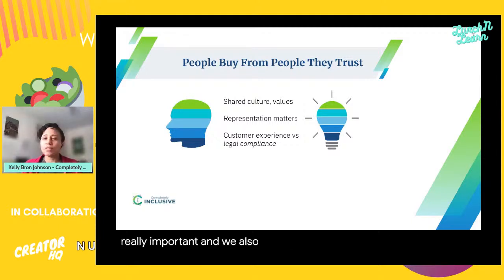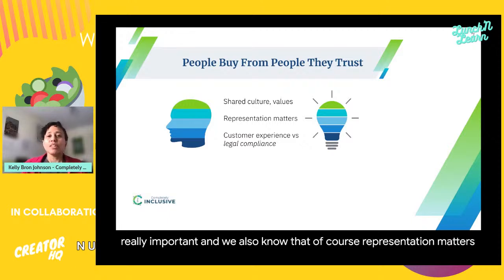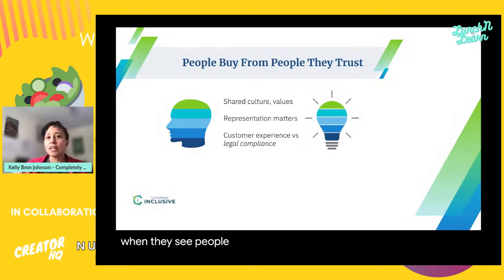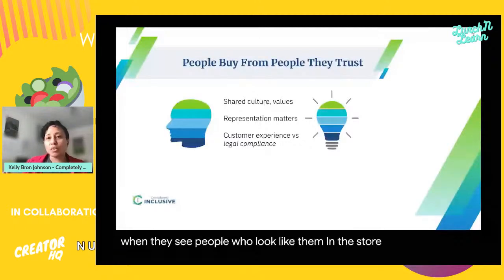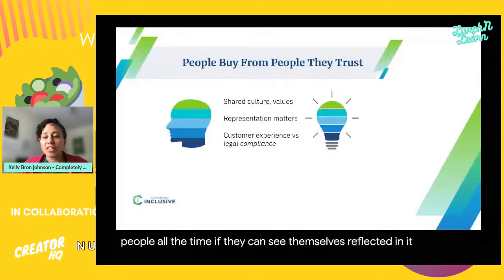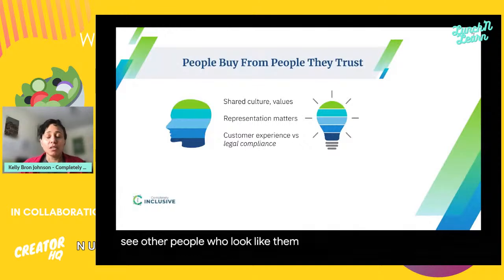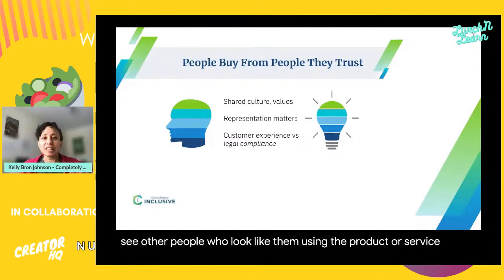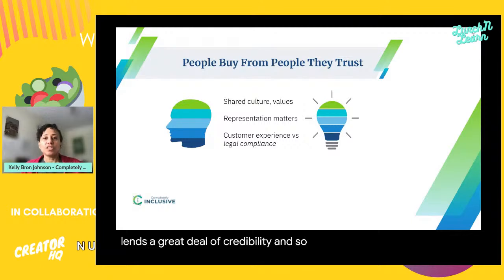And we also know that, of course, representation matters. When they see people who look like them, either in the stores or on your media, they shouldn't just see pictures of the same type of people all the time. If they can see themselves reflected in it, and they see other people who look like them using the product or service, this lends a great deal of credibility. And so this is super important when we're talking about accessibility and inclusion. It's not even just a disability thing. It's about people being able to relate to you and share your values and trust you. And you have to speak to them in a way that makes sense to them.